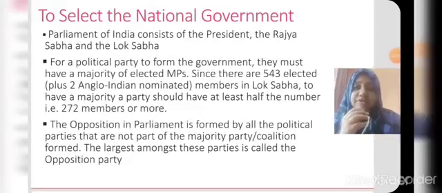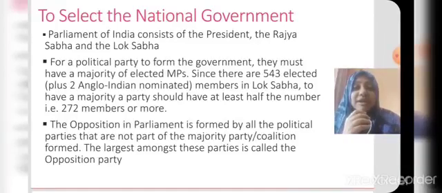Children, let us begin with the very first function or role of the parliament, which is to select the national government. Parliament of India consists of the President, the Rajya Sabha and the Lok Sabha. These three are the important elements who work together to run the parliament. For a political party to form the government, they must have a majority of elected MPs. MPs are the members of parliament. Any political party who wants to run as a government needs to have the majority of the elected MPs.